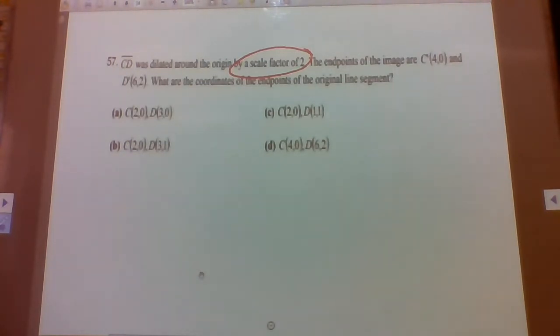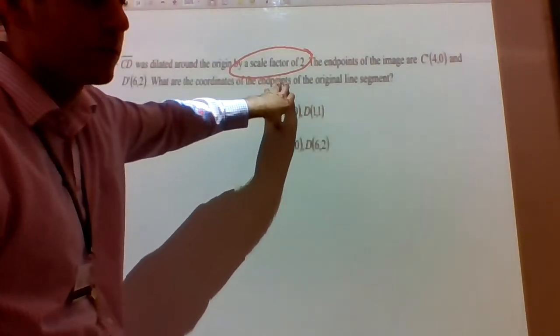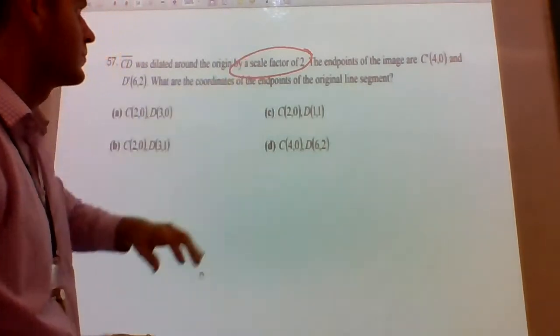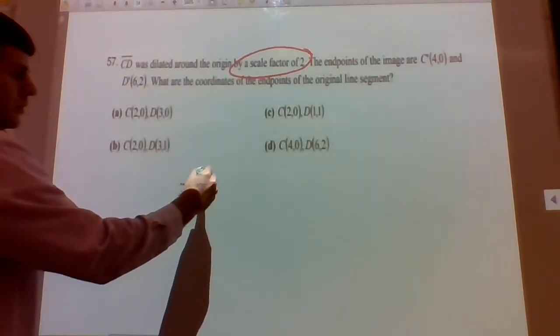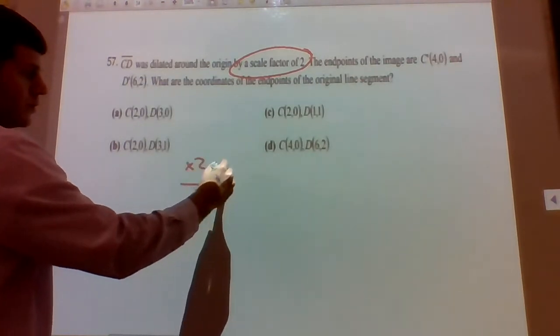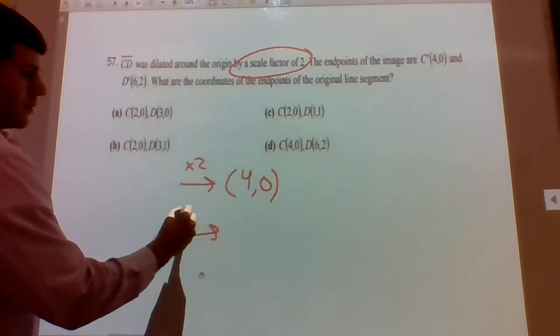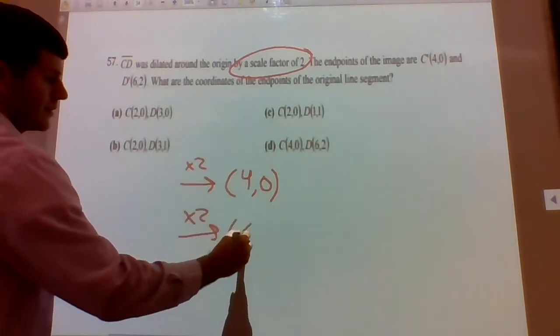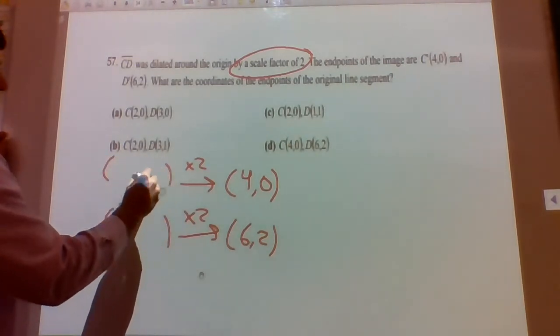They're asking what are the coordinates of the original endpoints? Since the scale factor was 2, we dilated the original by a factor of 2. To go back to the original, we need to divide by 2. We multiplied by 2 and got 4, 0, and we multiplied by a scale factor of 2 and got 6, 2. Okay, and we need to find the coordinates.